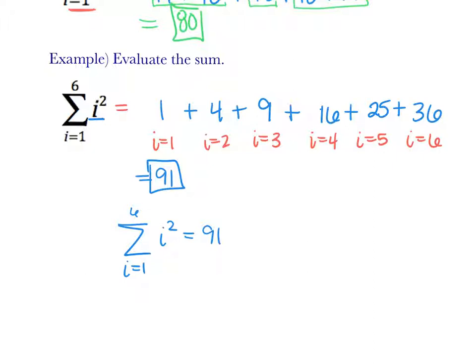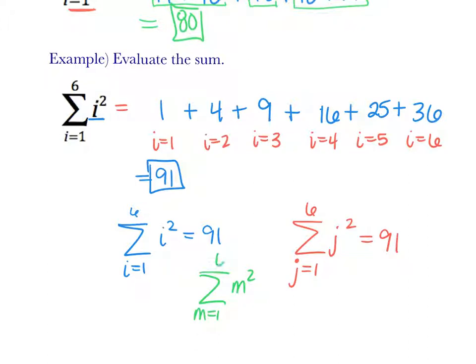And I think we talked about this before, I don't have to use an i. If I asked you to evaluate the sum from j equals 1 to 6 of j squared, that's also going to be equal to 91. All I did was change the variable, and I can change it to anything I want. I could say, find the sum from m equals 1 to 6 of m squared. That's still going to be equal to 91. Just changing my variable.